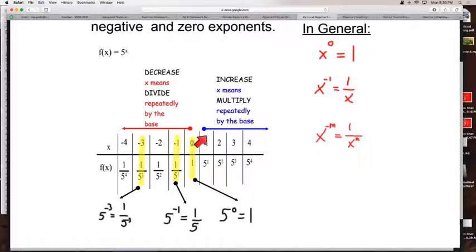Here's my observation. First of all, when we have x equals 1, that's 5 to the 1. When I change x to 2, then I'm multiplying an extra 5. To 3, then I multiply an extra 5. To 4, then I multiply an extra 5.